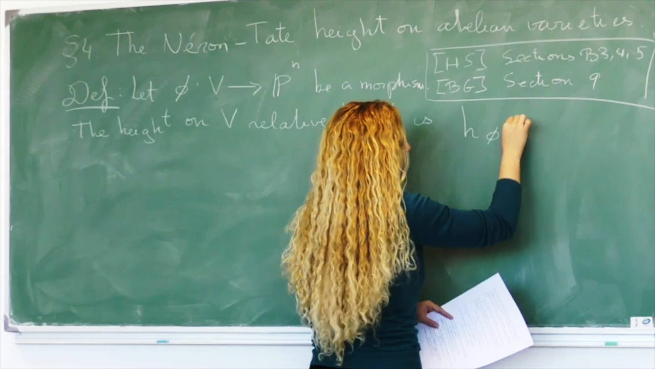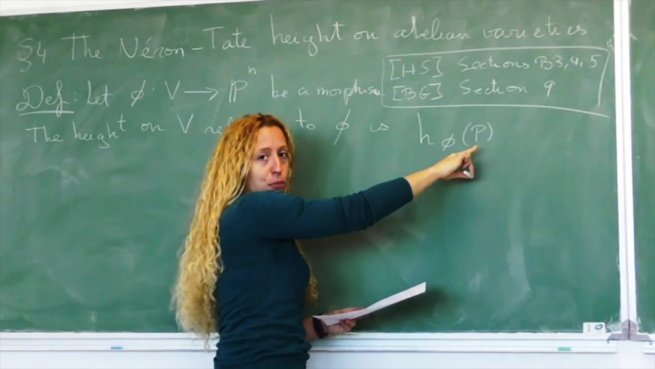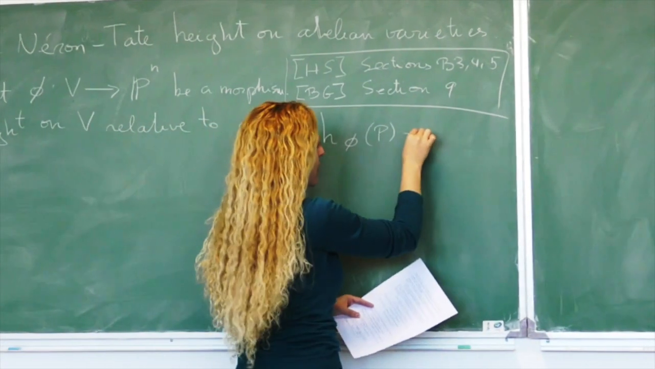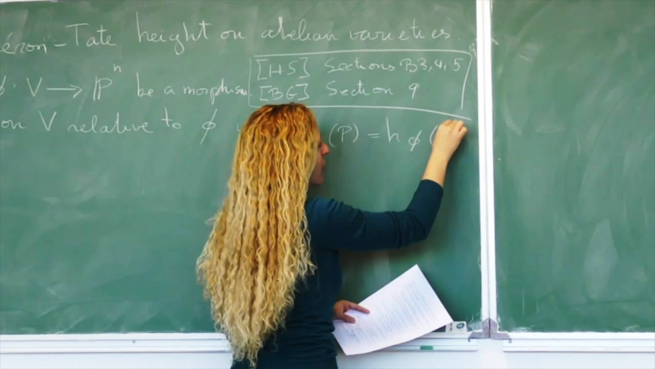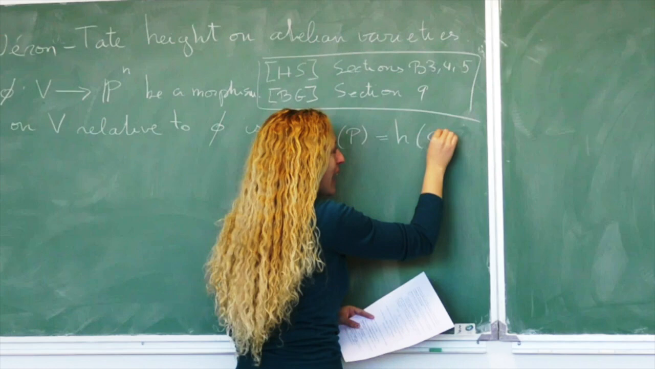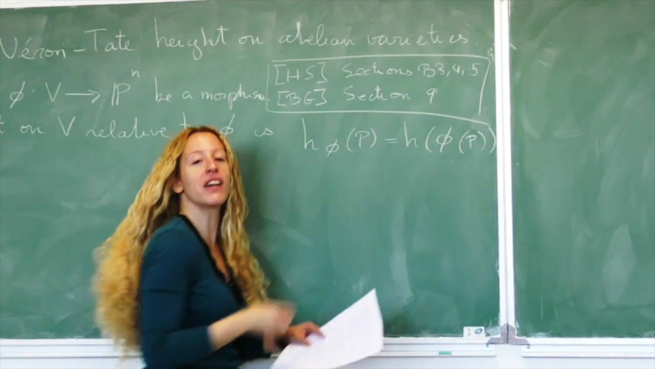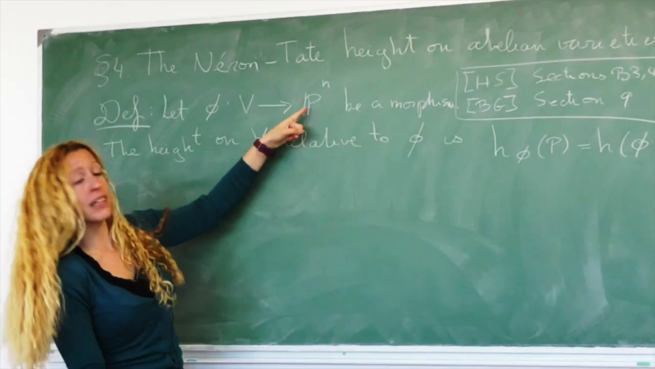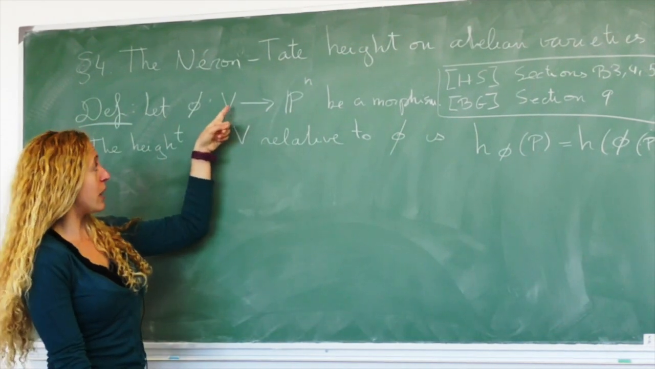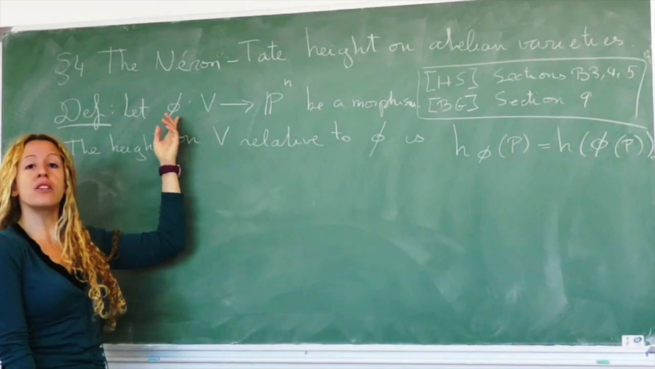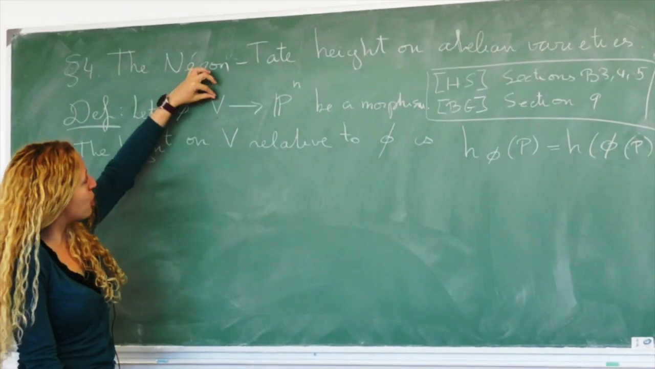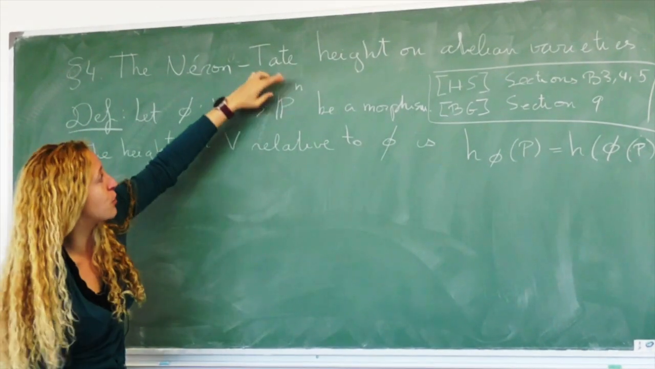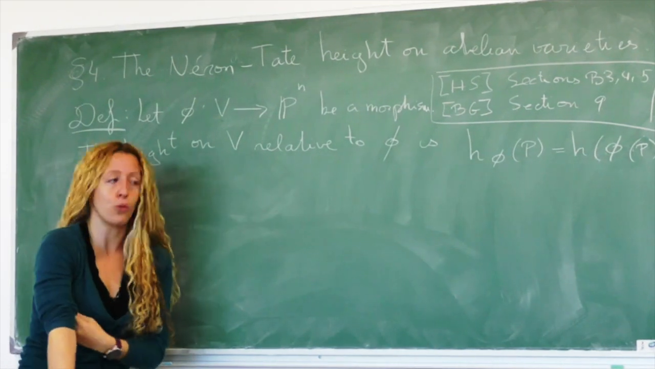The height for a point P in the variety V relative to the morphism phi is defined as the height of the image of the point. Okay? I guess that this is the natural thing to do, right? If we know how to define a height in here, I want to define a height for the points in here by using this morphism. So I use the morphism to see the point in here, and then I associate to this point the height that corresponds to the image of the point in the projective space. That is something that we know how to do, right?